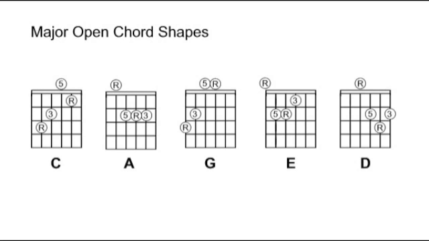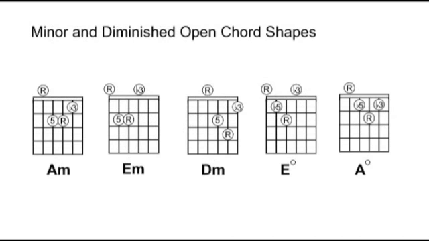We're also going to be using 3 minor triad open chord shapes and 2 diminished ones. These are all labelled with their spellings. 1 flat 3, 5 for the minor chords, and 1 flat 3, flat 5 for the diminished ones.